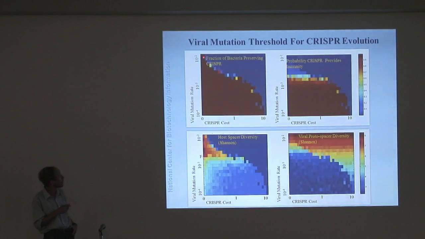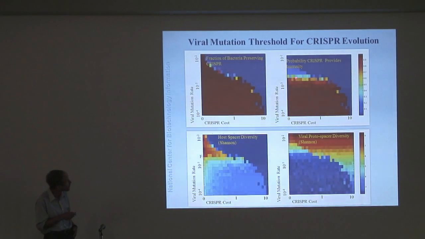When the virus mutation rate is really high, then you practically can have it only at zero cost, which is supposedly unrealistic. On this terminal map that shows you the probability that the CRISPR locus provides immunity, this is just a preservation of the locus. This is the functioning of the locus, providing immunity. This comes out in an even more clear fashion.